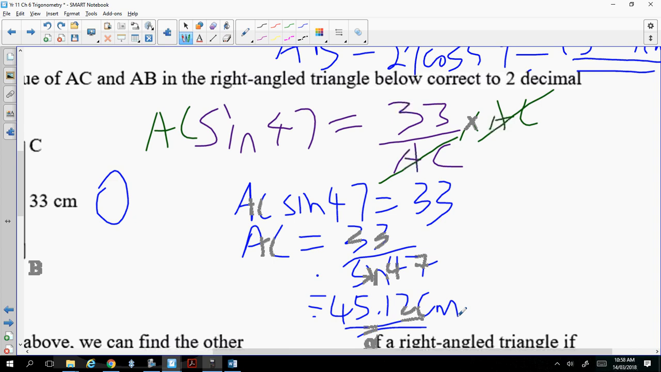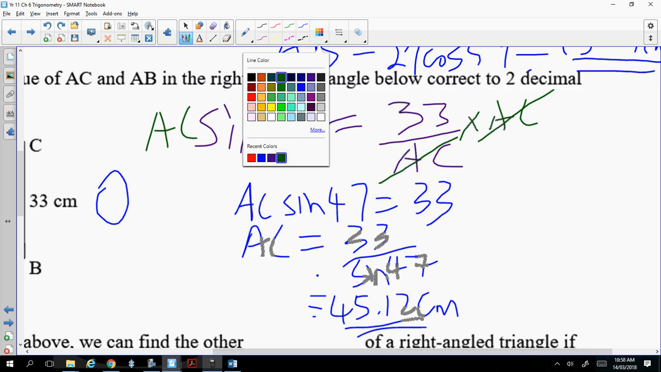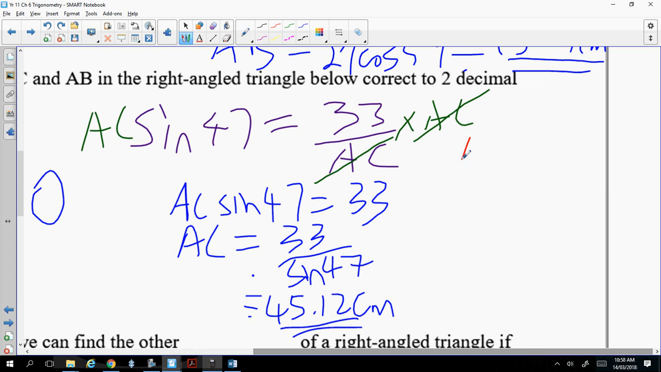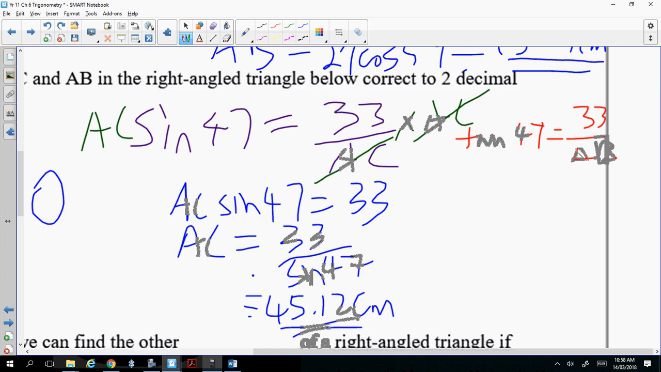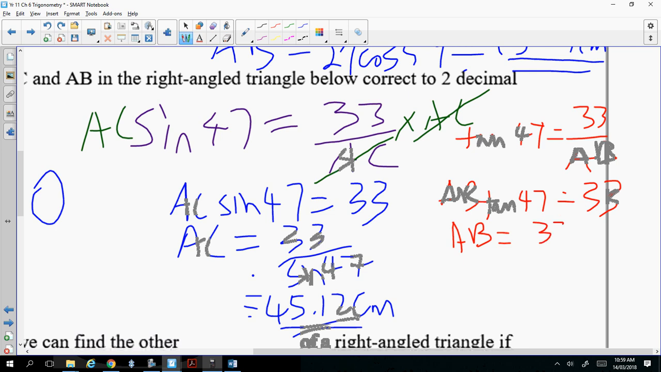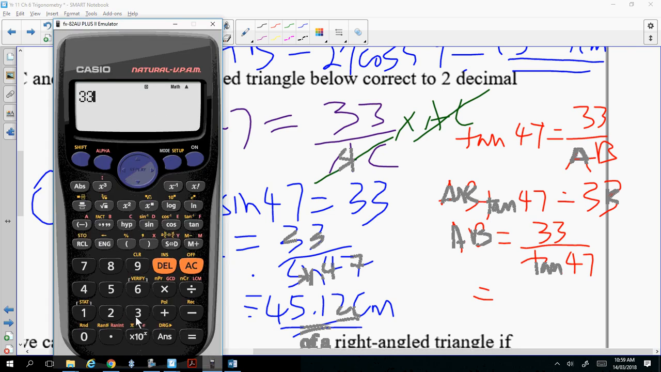Alright, we're going to find AB. How do we find AB? We're going to use tan to find AB. So tan 47 equals 33 over AB. Then you can see AB tan 47 equals 33, so AB equals 33 over tan 47, which is 30.77.